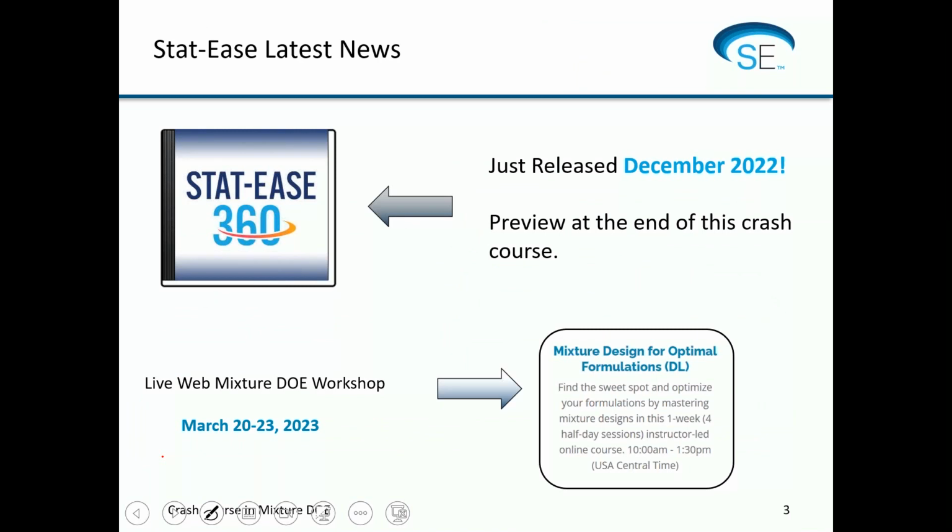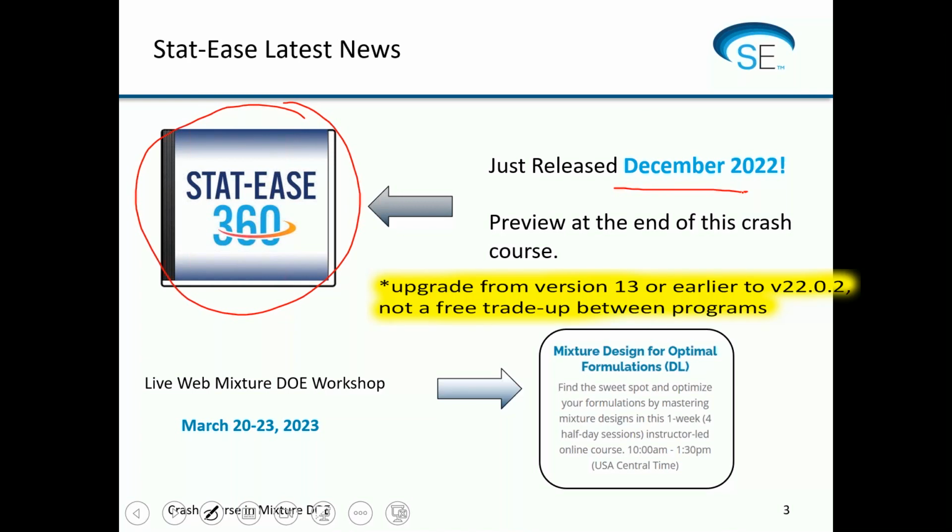So just some latest news from Staties. For those of you that are familiar with us, we have 2 software products. We have Design Expert, which has been our popular DOE software for the last 30 years. And then we also have Staties 360, which was released just over a year ago. We have a new version that was released just a couple weeks ago as well. And Design Expert also had an update released at the same time. So if you're on a subscription or on a network license, you are eligible to upgrade for free.